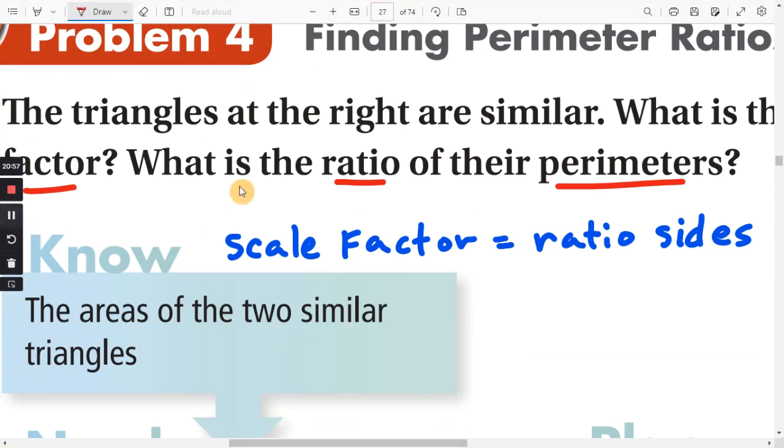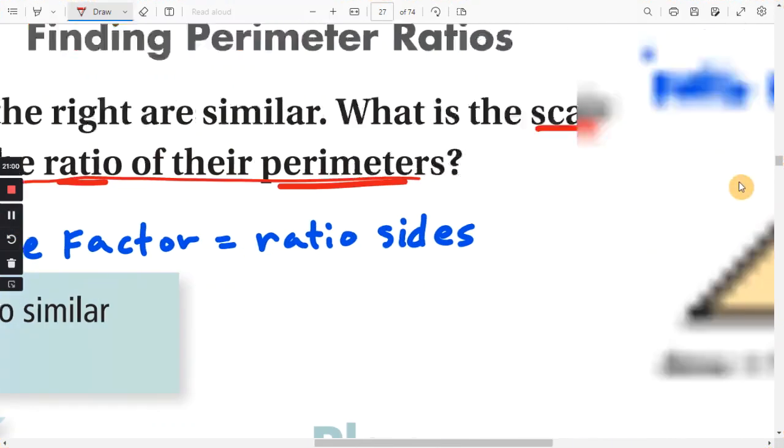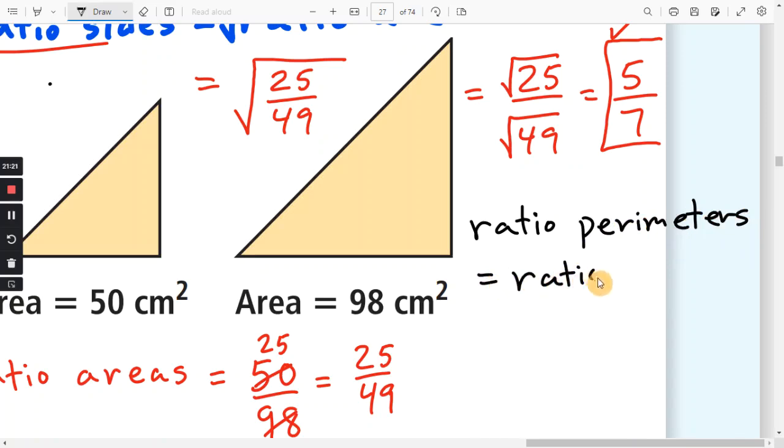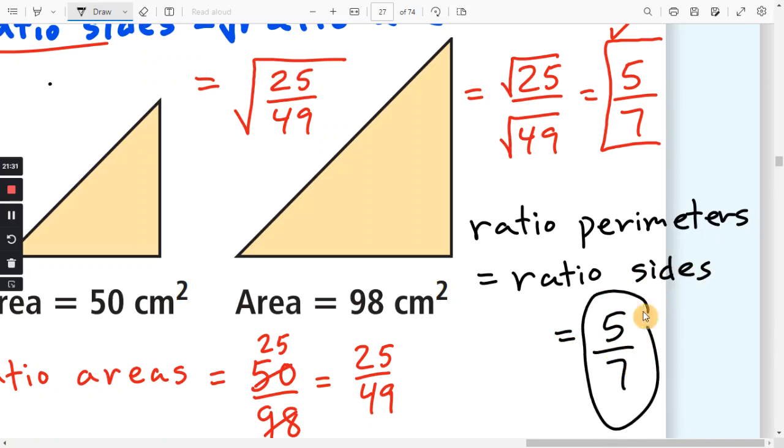Now, they also want the ratio of the perimeters. However, we said a minute ago that the ratio of the perimeters equals the ratio of the sides. And we just found the ratio of the sides, which is 5 over 7. So same thing. Perimeter ratio, side ratio, same thing.